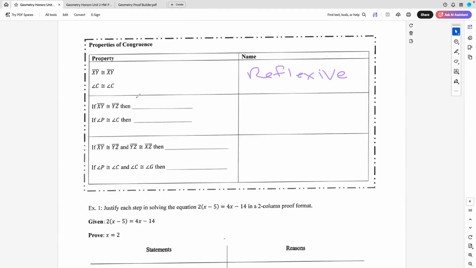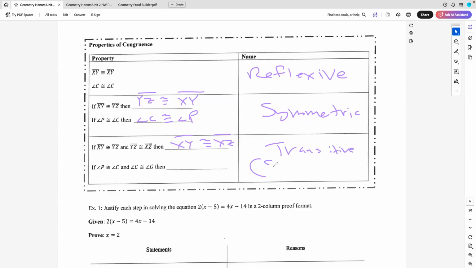Now, if I were to say this, reflexive. You don't have to lay it all on the line sometimes. Partial effort's fine. If you just reverse it, it's called symmetric. And if you're saying one thing equals this, another thing equals this, then these equal each other, we call that transitive. But substitution is okay as well.